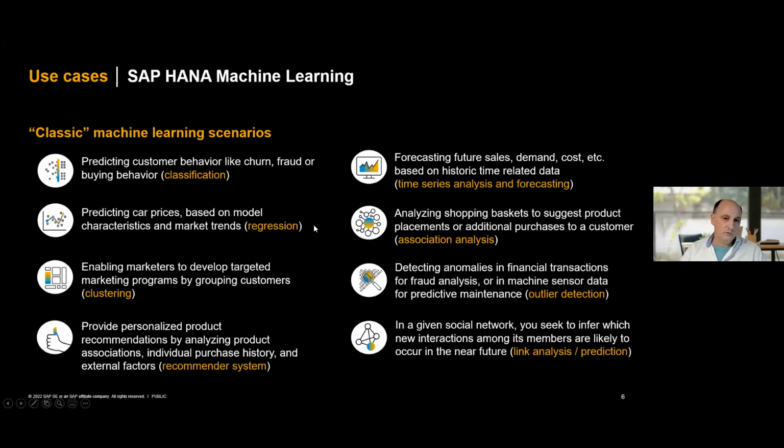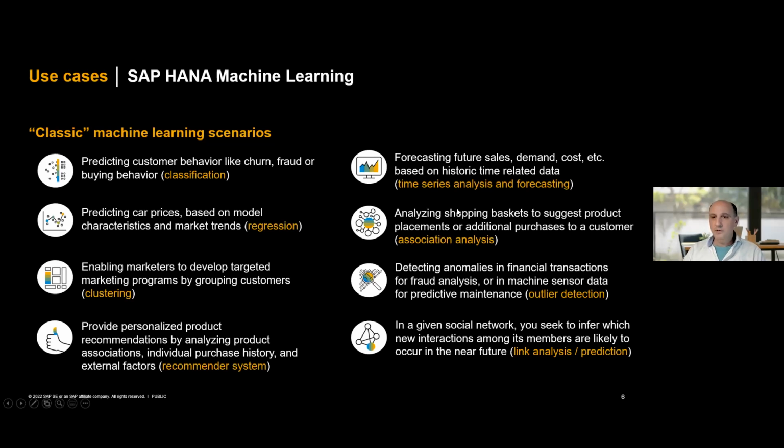For regression, we do a kind of similar thing, but we're not predicting a categorical value or behavior, but we'd like to predict a continuous value, like a car price. We'd like to predict a car price or a sales figure in this example given here based on the car model characteristics or given market trends.